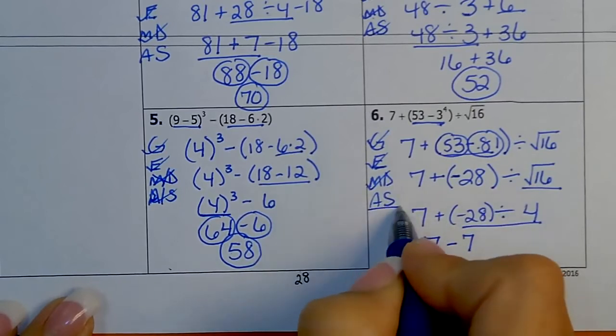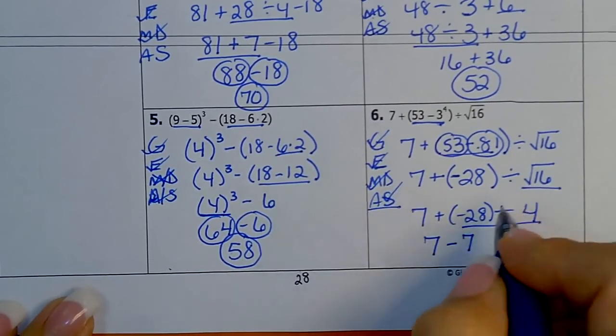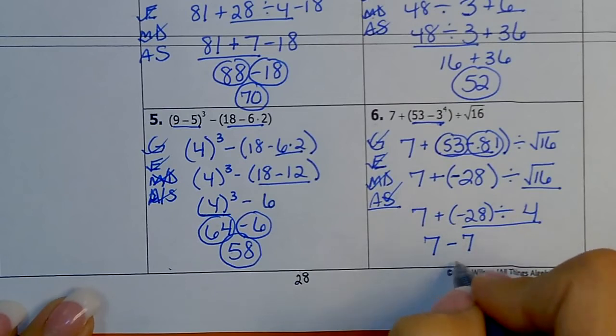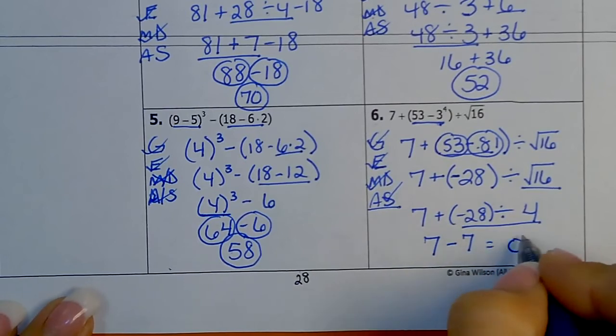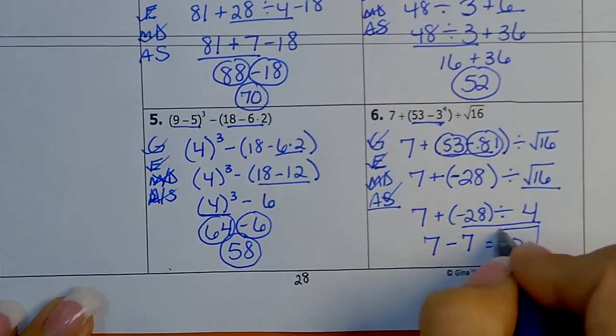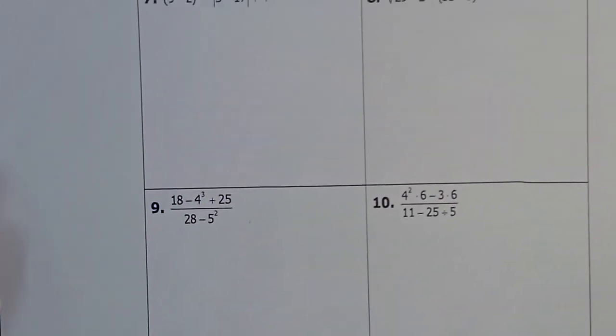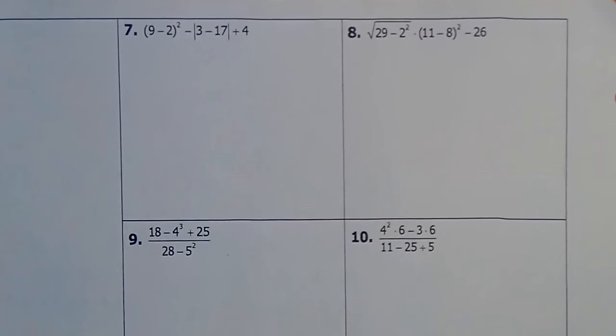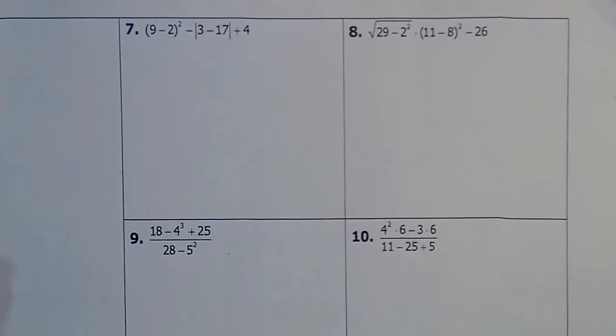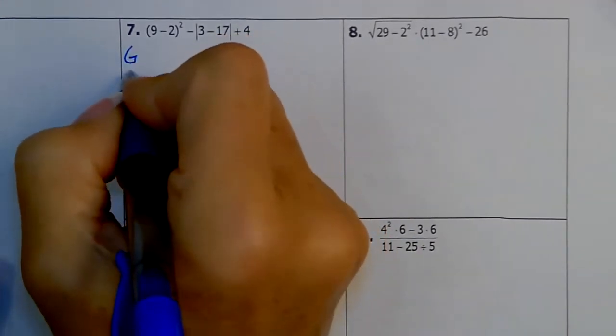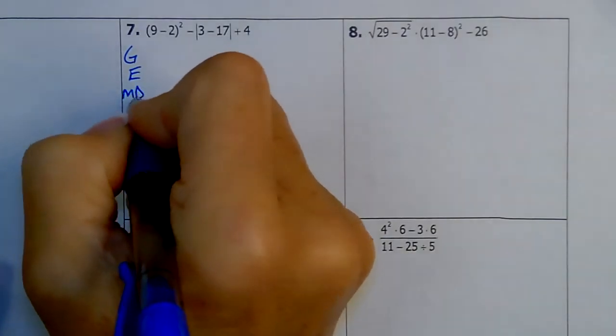And the last step is to add or subtract. And 7 minus 7 is 0. So 0 is my answer. Okay, on page 29, we have more examples. Write my steps.